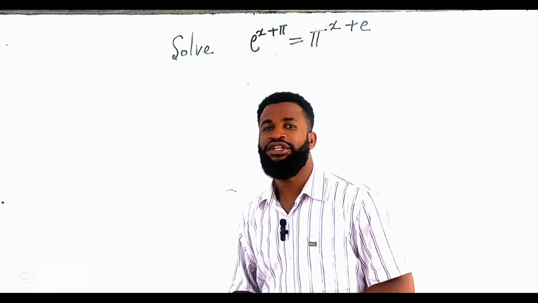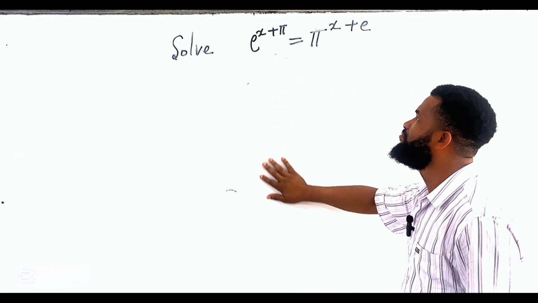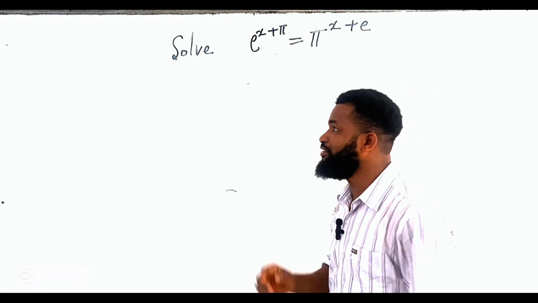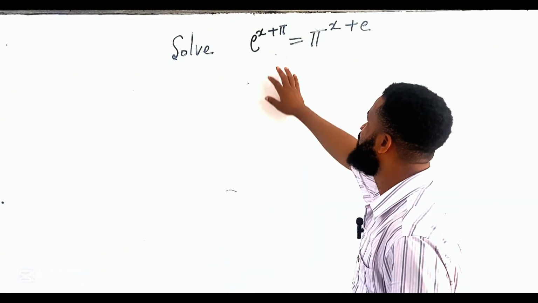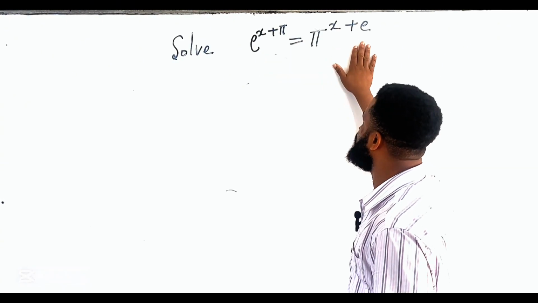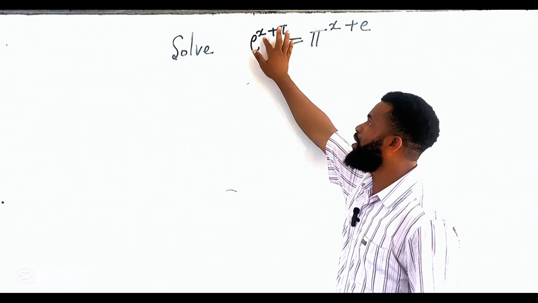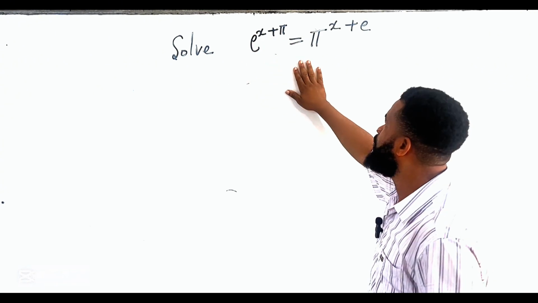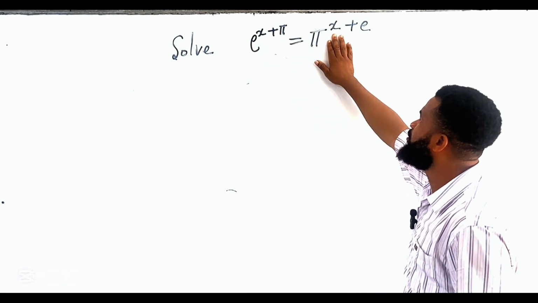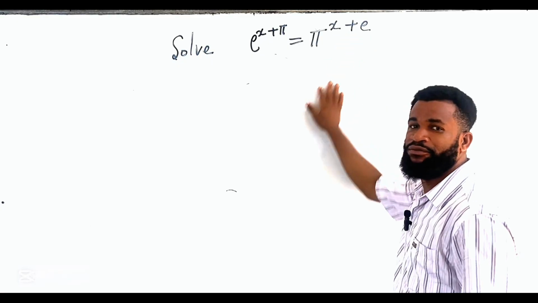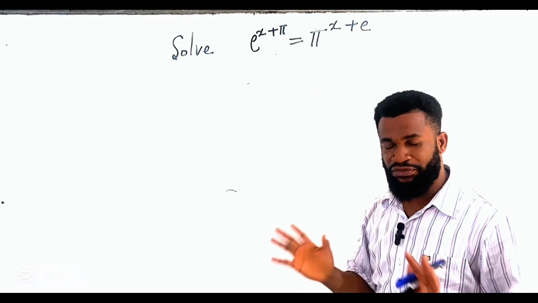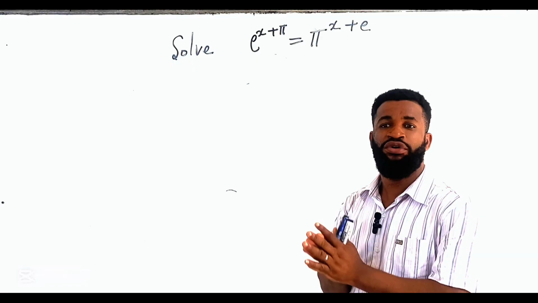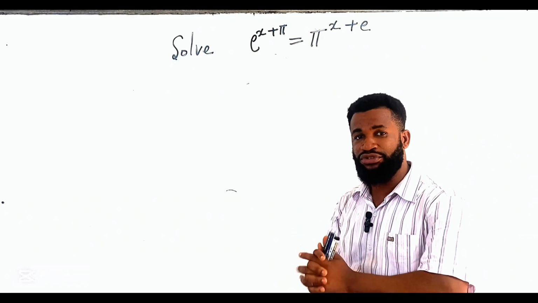Let's get started. When you look at this question, first of all, you should know that it is an exponential equation. So this is e raised to power x plus pi, which is equal to pi raised to power x plus e. It's kind of confusing, but we are going to follow a very good approach to organize them.